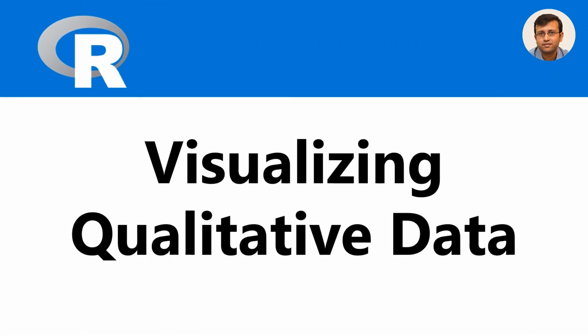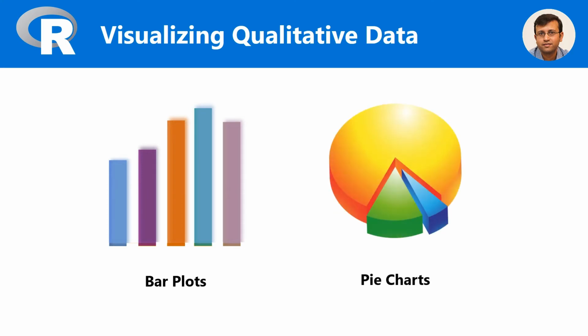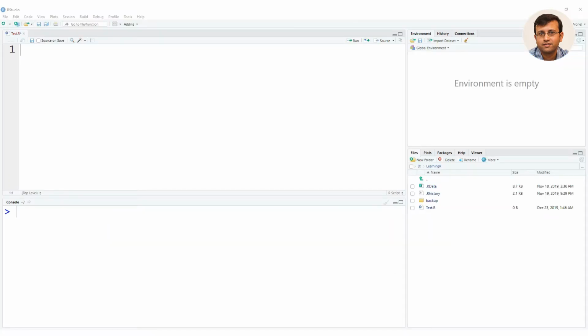In this video, we will look at how to visualize qualitative data. We can use bar plots. A bar plot is used to display the relationship between a numeric and a categorical variable. Pie charts: a pie chart is a circular statistical graphic which is divided into slices to illustrate numerical proportions of categorical data. We will use the example of shirt sizes as qualitative data.